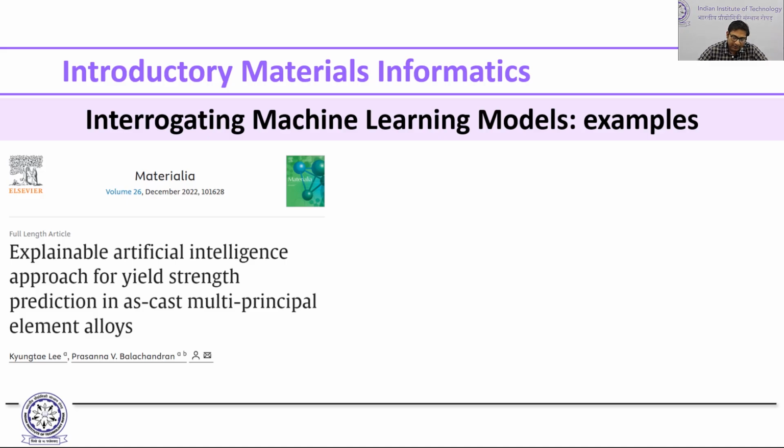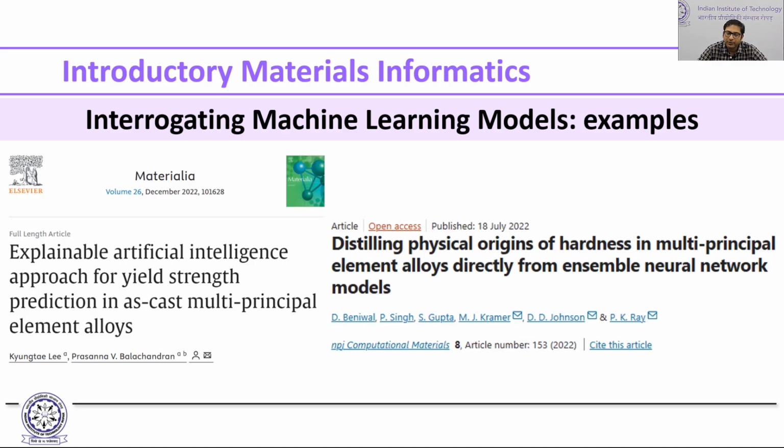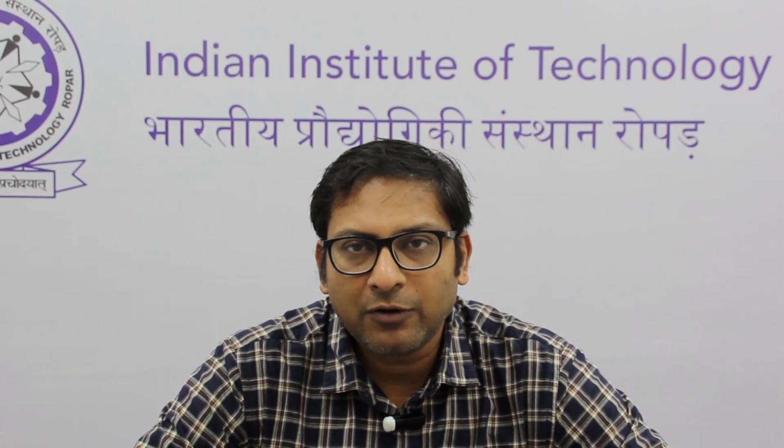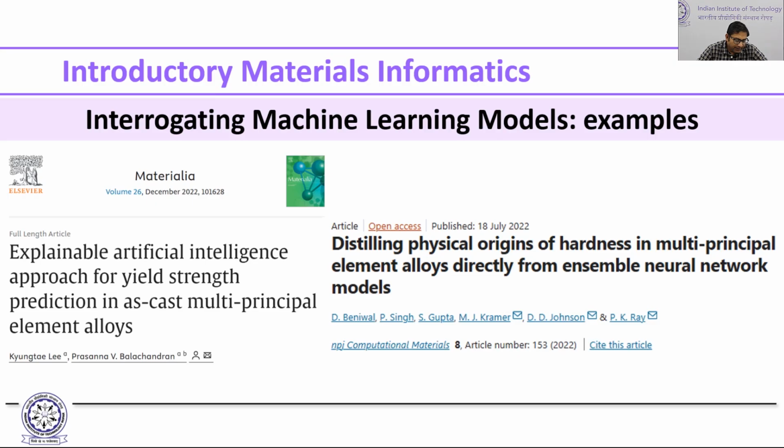And then the second example is something that we will pick up from the work that has been done in my own research group, where we try and understand what are the origins of hardness of different types of high entropy alloys. In the first case, the machine learning process comprises an ensemble of support vector regression, and in the second case, the machine learning process comprises an ensemble of neural networks.